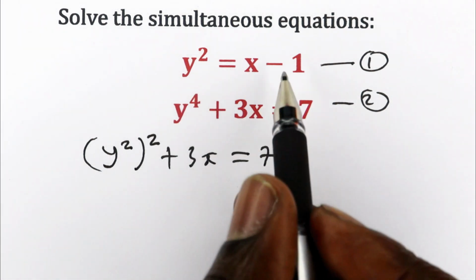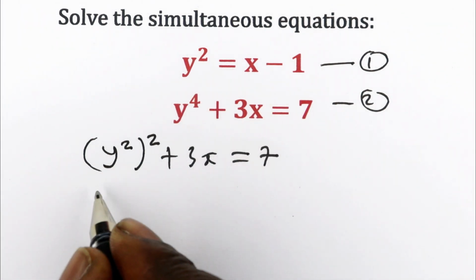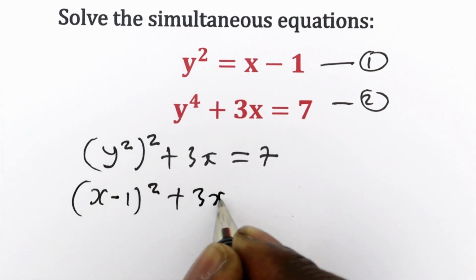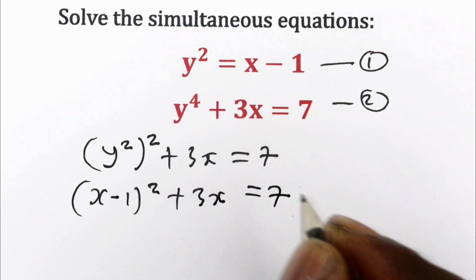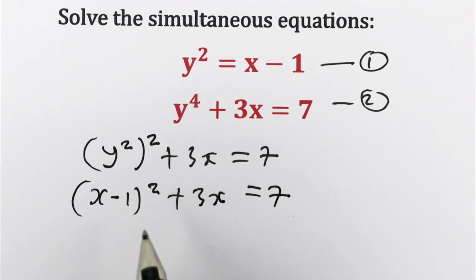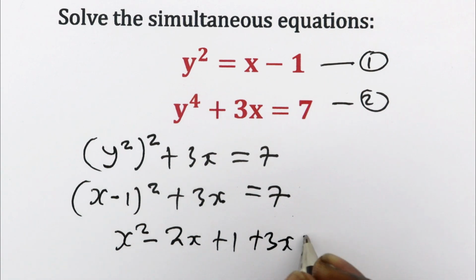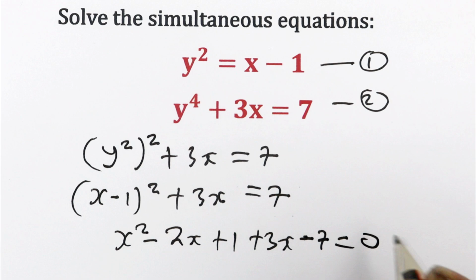Then you just substitute equation 1 into equation 2. So wherever there's y squared, you put x minus 1. So it means we're going to have (x minus 1) squared plus 3x is equal to 7. You can expand this using the quadratic identities, where you'll get x squared minus 2x plus 1, now plus this 3x, and you bring the 7 to the other side, minus 7, and that's equal to 0.